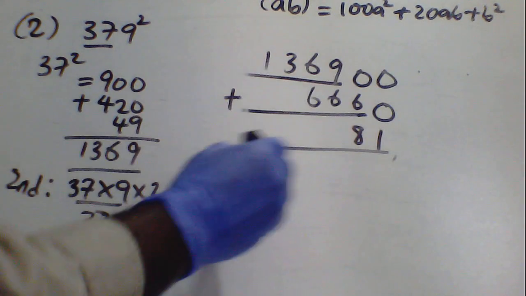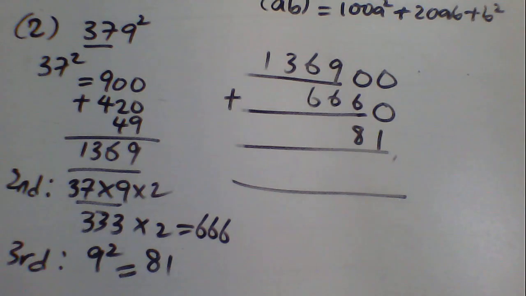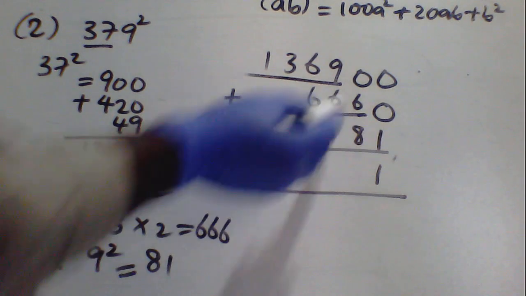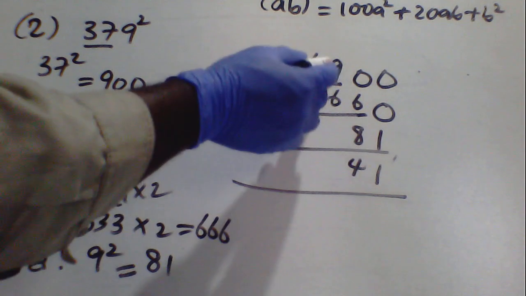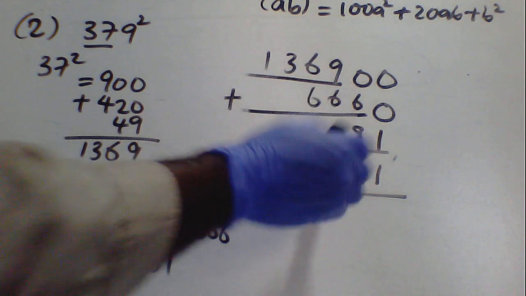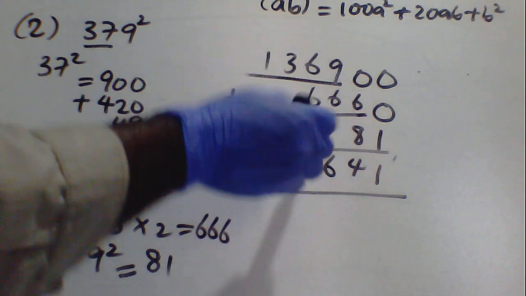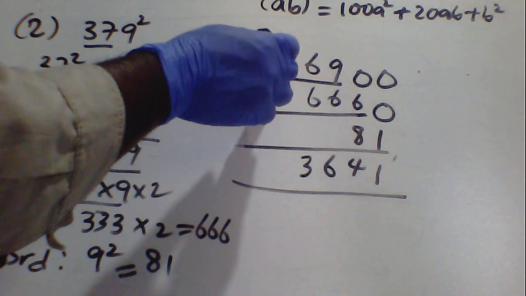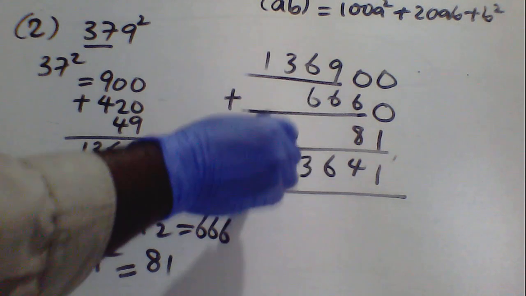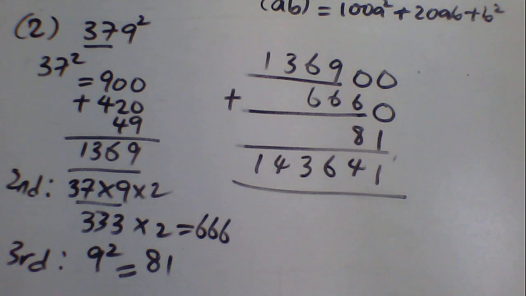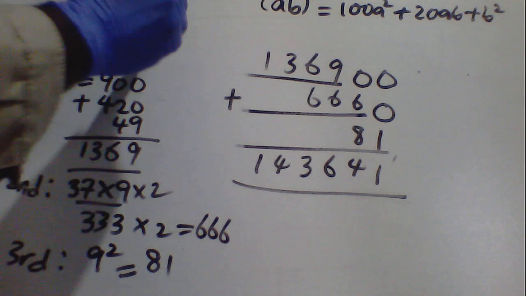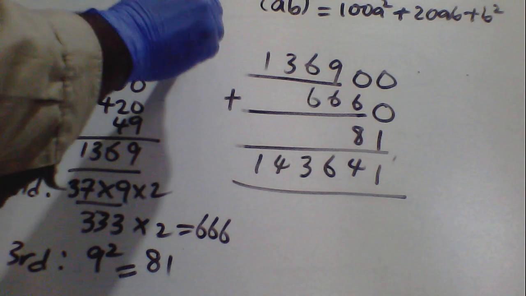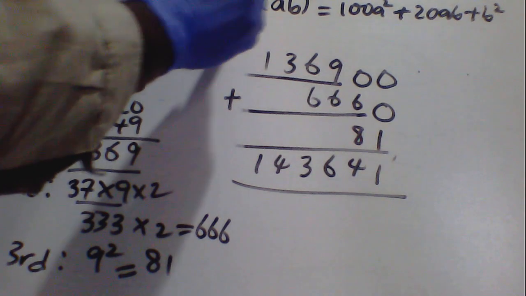Then sum up your result. 1 plus 8 will give us 14. I write 4, carry 1. Put it here. 10 plus 6 will give us 16. I write 6, carry 1. 12 plus 1, 13. I write 3, carry 1. 3 plus 1 will give us 4. I bring 1 down. So it is now very easy. So the square of 379 is equal to 143,641.